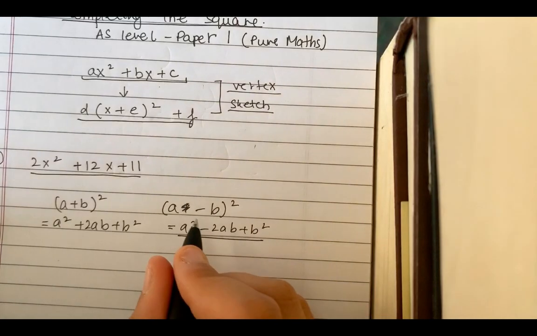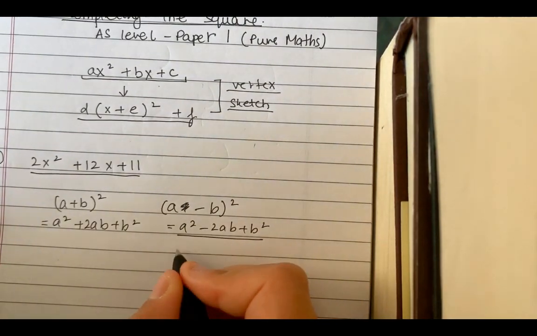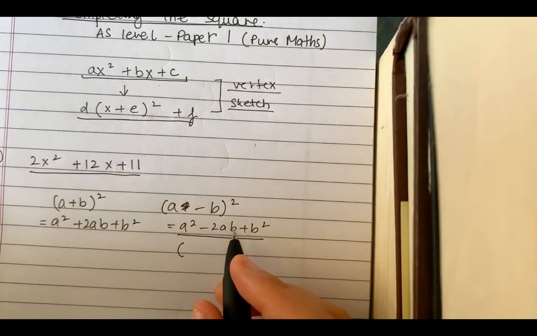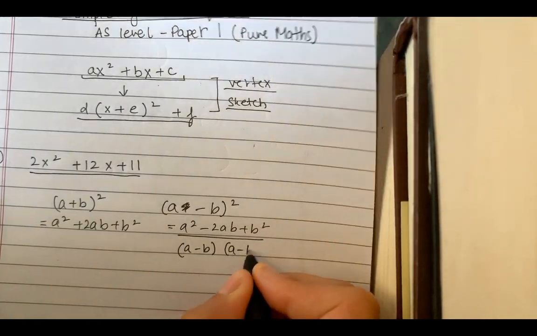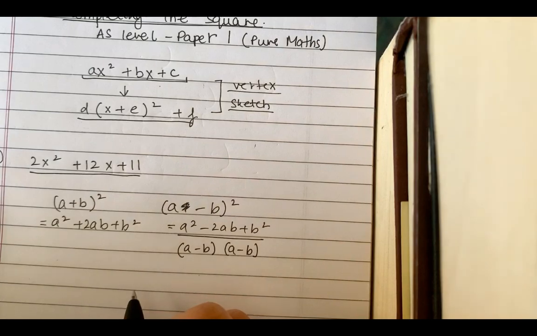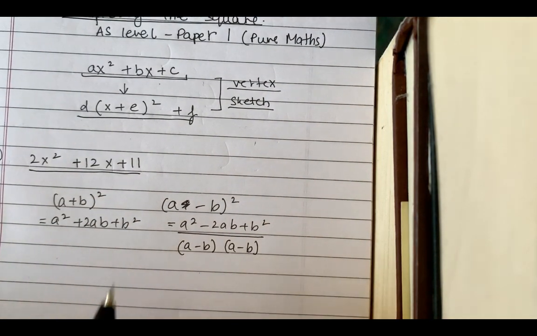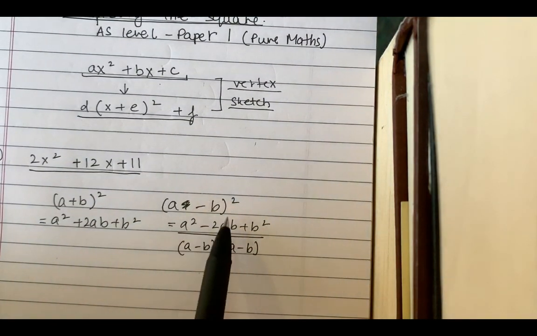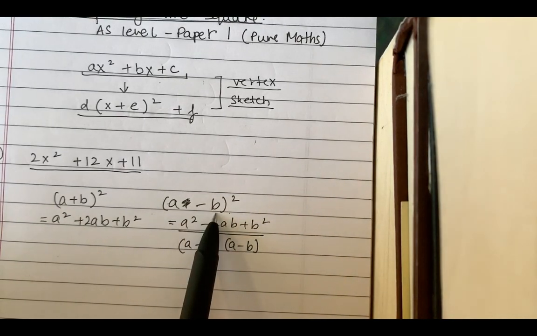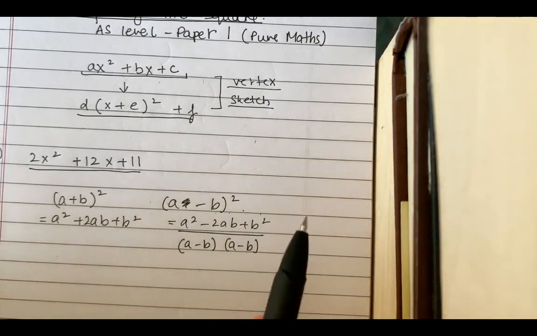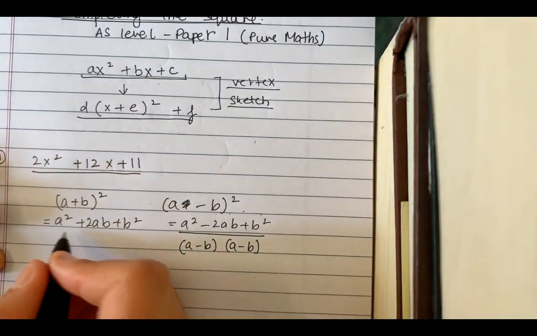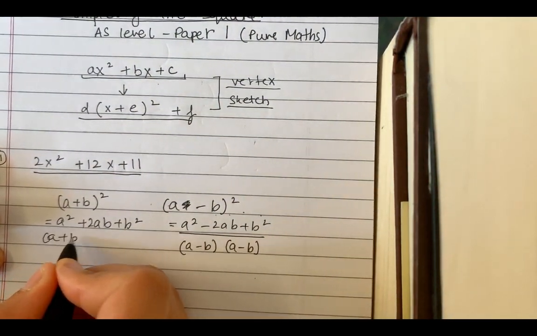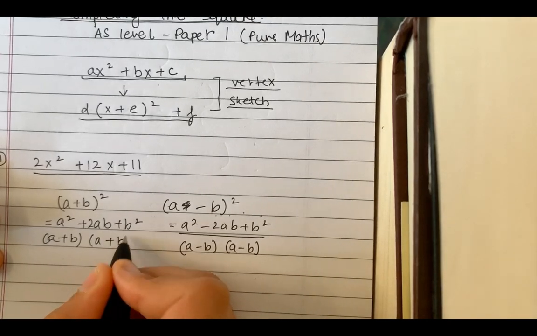So you can also achieve this by solving it yourself. You can write this as (a minus b) into (a minus b), because that is what (a minus b) whole squared actually means. It means that you're multiplying the expression inside twice with itself, right? So that's how you get this, and this is achieved by multiplying (a plus b) into (a plus b).